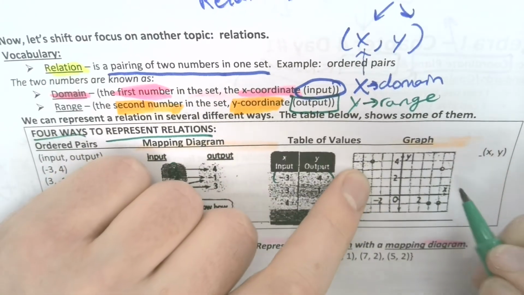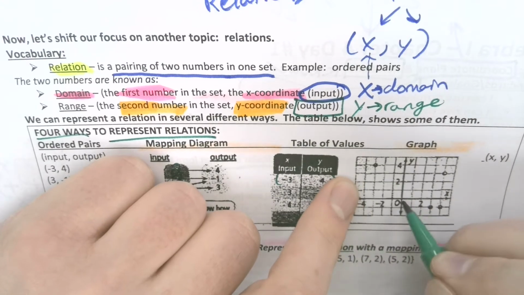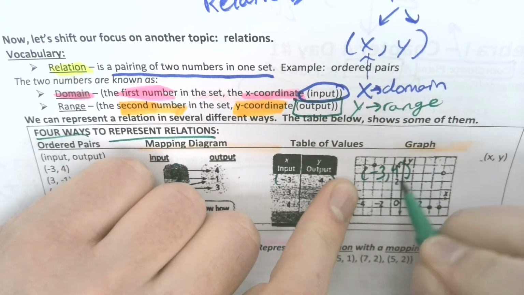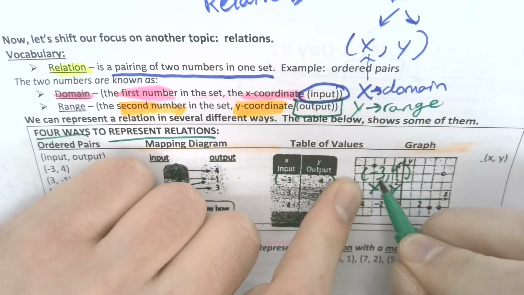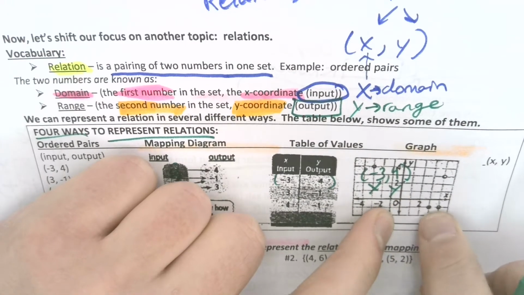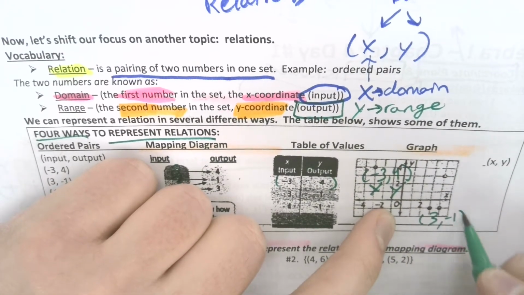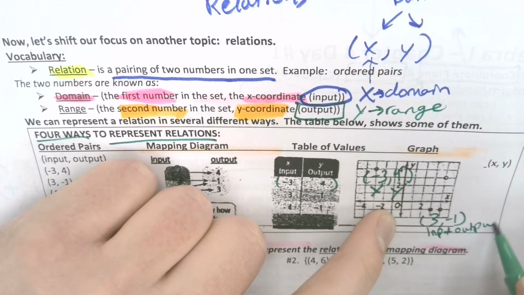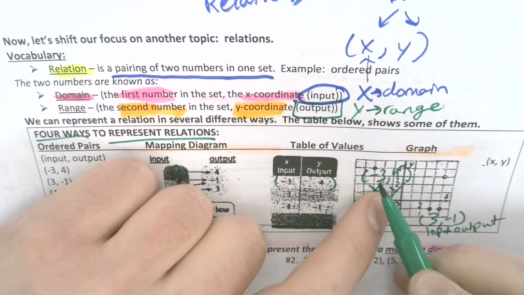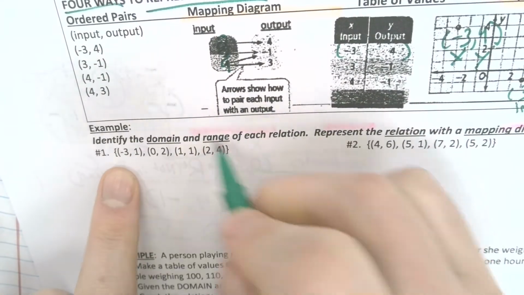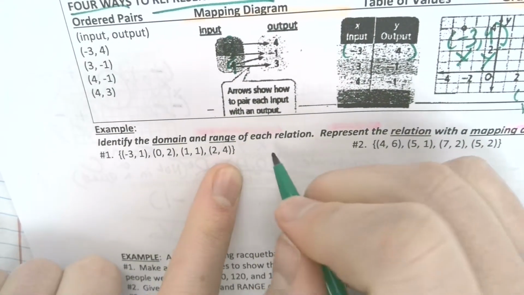And then you have a graph. Check it out right here. This point is at negative 3, 4. That's an X, that's a Y. That's your input, that's your output. Same thing over here. That is at 3, negative 1. There's your input, there's your output. Your domain, your range. So what I want us to do, let's look at a couple here. We're given a list of ordered pairs. This is a list of coordinates.